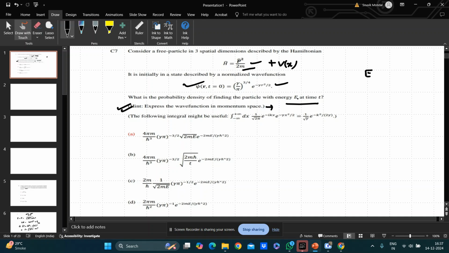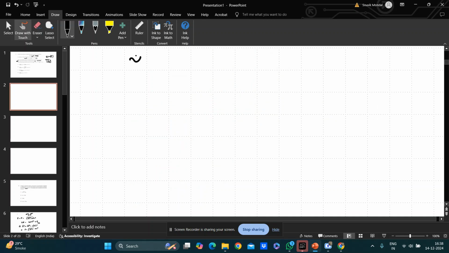If you have to do the time evolution, then you must convert phi to phi p. Otherwise, you can't do the time evolution. As E is only a function of p squared, that is kinetic energy, you must convert this. Otherwise you can't do the time evolution. So now what is phi?